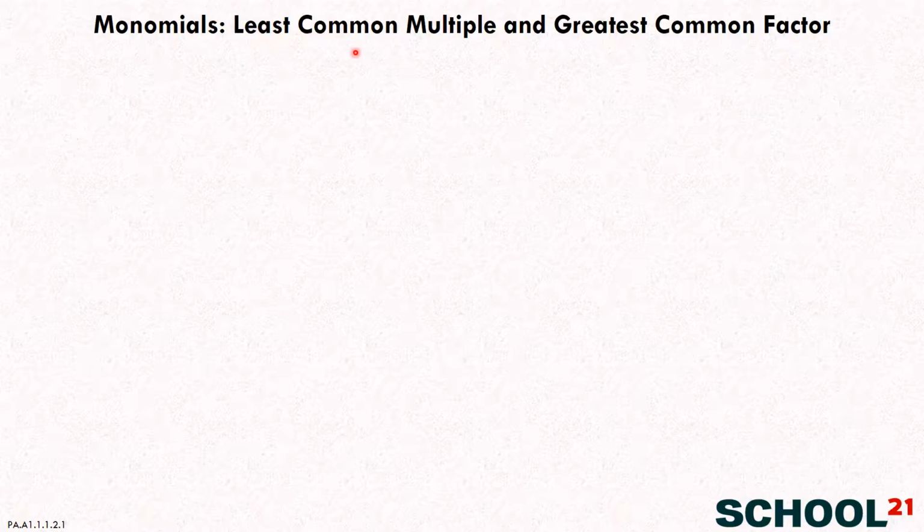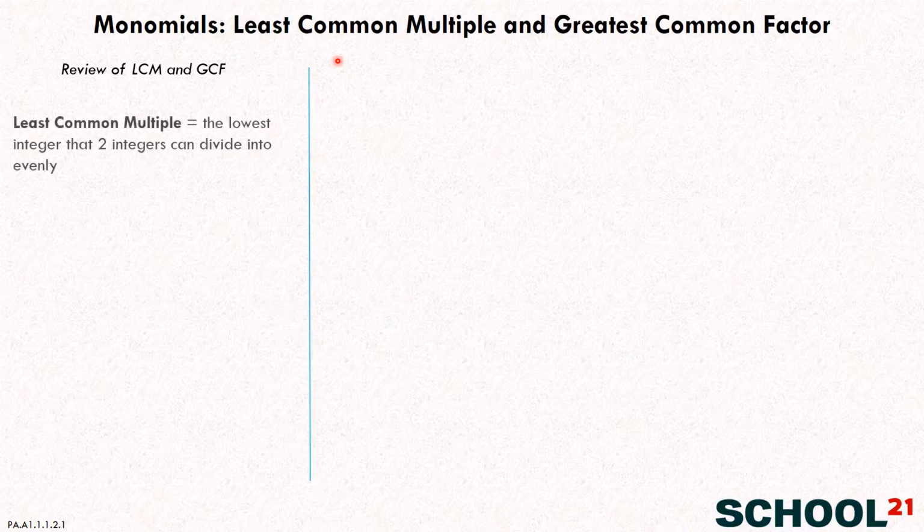because you probably have heard of these, and every now and then if you spend a little bit too much time in the summer not thinking about these, then you forget what least common multiple and greatest common factor are. So let's look at those first. Okay, so the least common multiple, it's the lowest integer that two integers can divide into evenly.